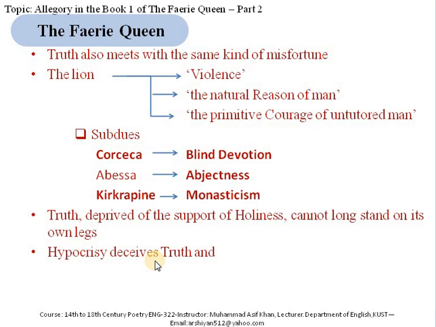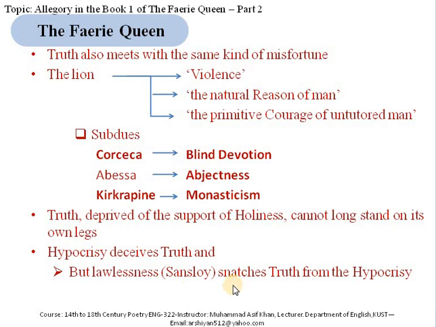Hypocrisy undertakes to be the champion of truth, but it can't stand in front of lawlessness, which is represented by Sansloy. This lawlessness easily snatches truth from hypocrisy. So, dear students, in this way we see that truth, represented by Lady Una, falls into the hands of Sansloy, the manifestation of lawlessness.